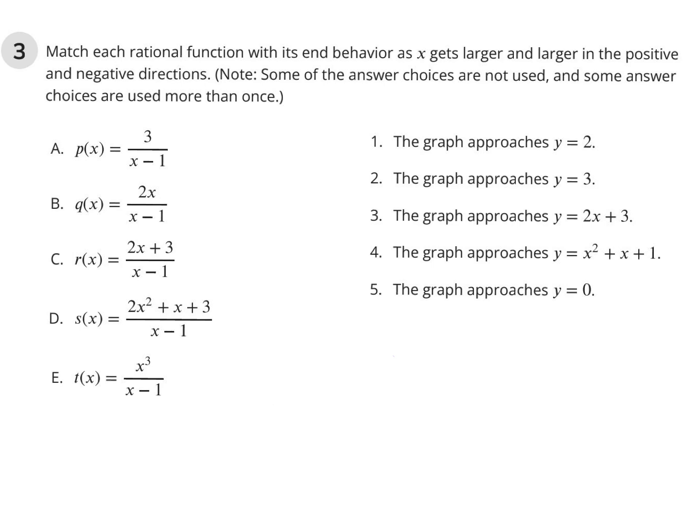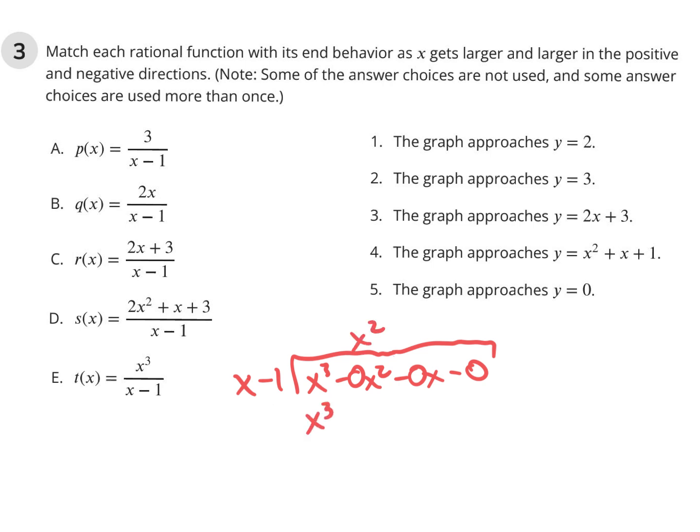Okay, for E, now this becomes a little, it looks a little tricky, but it's not. So let's think about it. X minus 1 into x cubed. You have no x squared term, you have no x term, and you have no constant. So we just put zeros in for place value. So we know that x squared times x is x cubed. X squared times negative 1 is negative 1x squared. Change both signs. So we get 1x squared, bring down your 0x. This is only for place value.